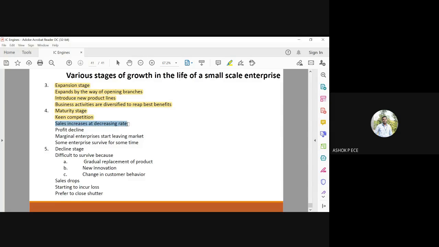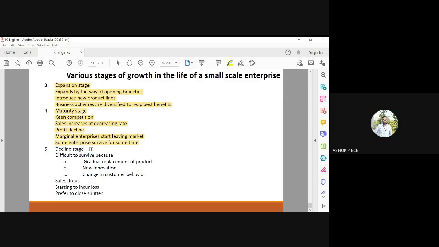Maturity: you have very keen competition. Sales increase at a decreasing rate. Profit declines slowly. Marginal entrepreneurs start leaving the market. Those companies which have lost will leave the market. Some enterprises will survive for some time, and then again they will start growing. The maturity stage is the stage at which you achieve peak growth, and because of competitors, your growth will be reduced a bit. The companies which are not able to withstand this loss will leave the market, while other companies will survive for some more time till they achieve positive growth.